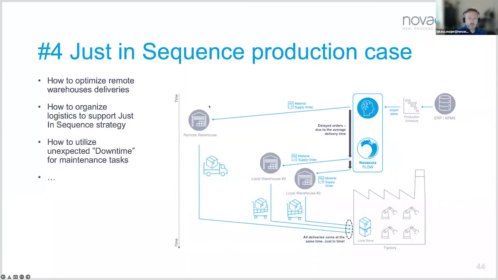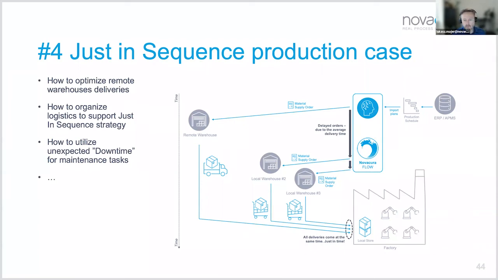Second to last example is a just in sequence production customer case, without naming the customer maybe, but we have implemented this extremely complicated philosophy of production. So, just in time, but it's just in sequence, meaning we deliver materials to the production line according to the planned sequence of production. So it's very, very complicated.